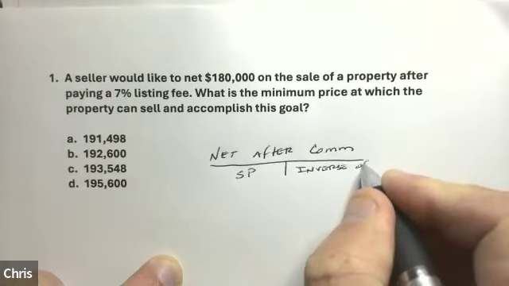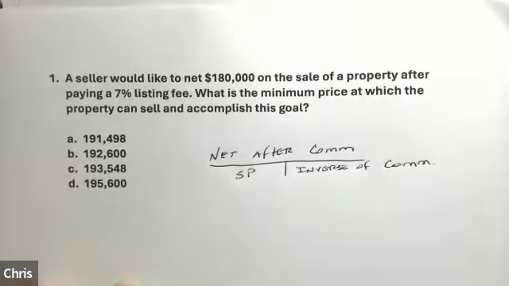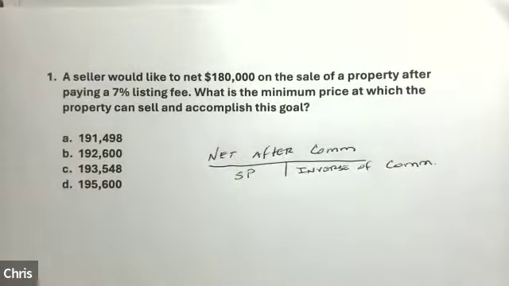Now let's go back and read the question here, see what we're looking for. A seller would like to net $180,000 on the sale of a property after paying a 7% listing fee. Now, understand what's going on here. After he sells his property, he wants to walk away with $180,000. And that's the only number we're giving you in regards to that net. He has to pay his agent 7% to accomplish this. So what's the minimum price at which the property can sell and accomplish this goal?